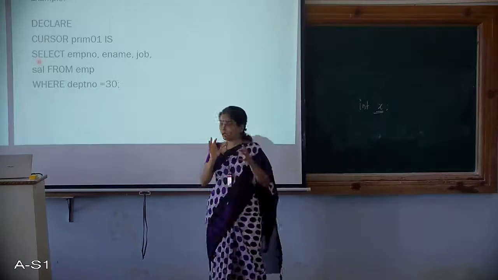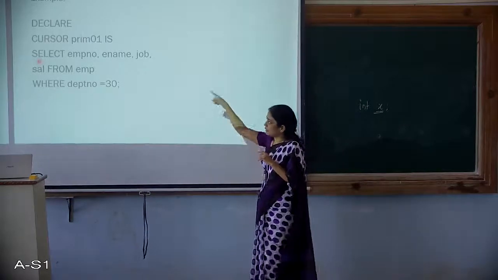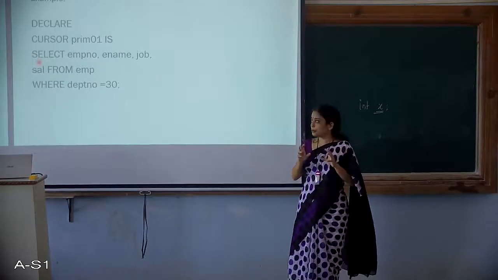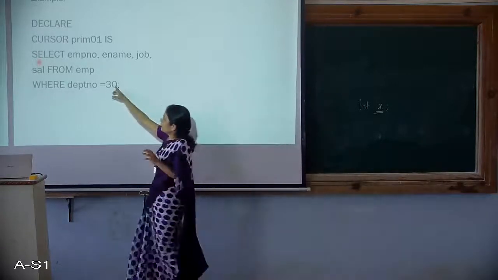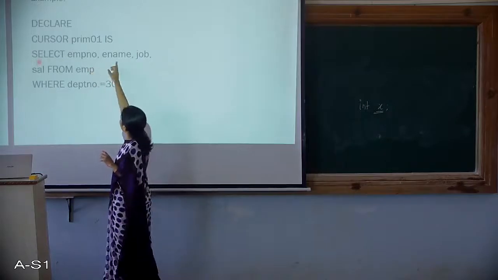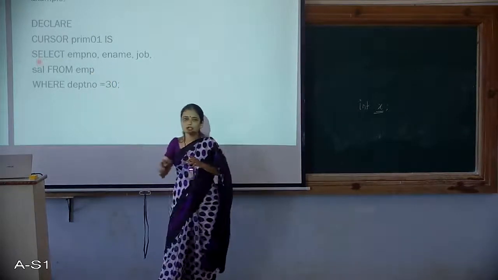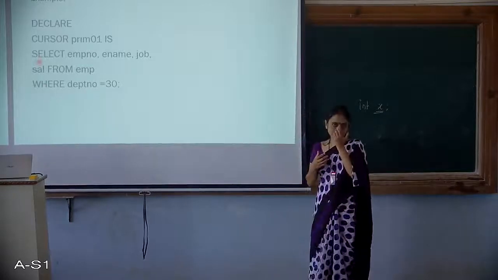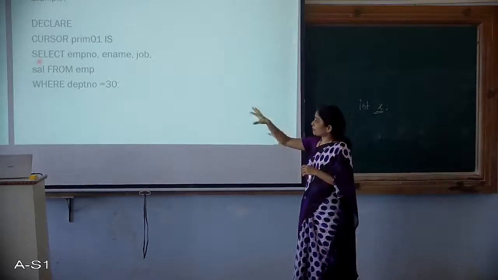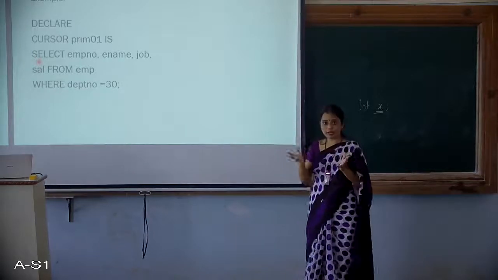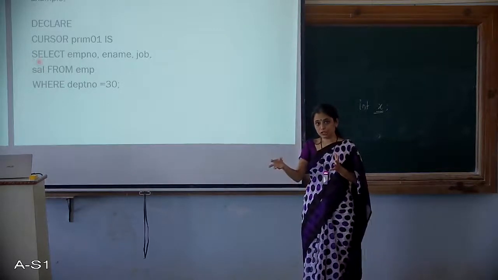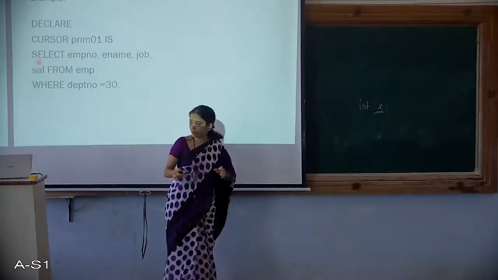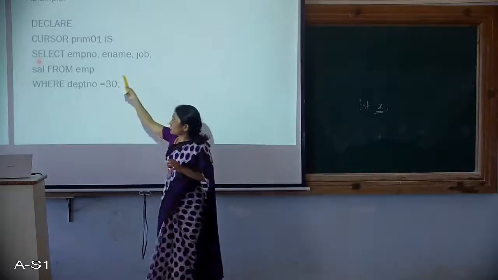So what is the understanding of this select query? All those employees who belong to department number 30, their employee number, employee name, job and salary should be extracted from the EMP table. This is the understanding. Okay. So this is what will be selected and stored where? It will be stored in a memory location. Okay. It will be stored in a memory location, and that memory location will be named as that particular cursor.